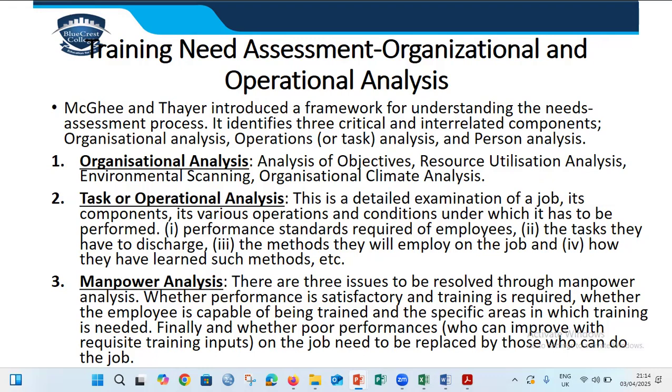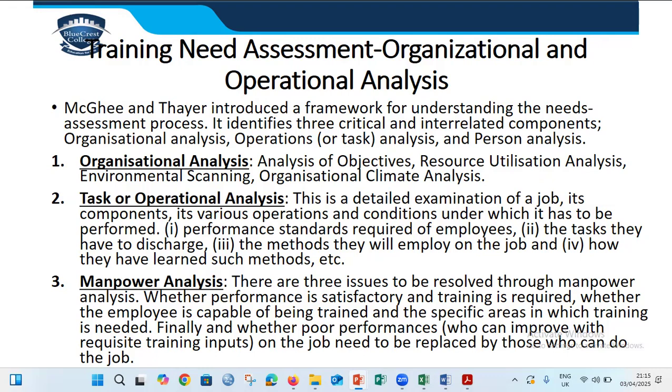Its various operations and conditions under which it has to be performed. Okay, so here you look at the performance standards required of employees, the tasks that they have to discharge, and the methods they will employ on the job, as well as how they have learned such methods. Okay, and this will help you to also identify the gaps, but this is based on the task that they are performing.